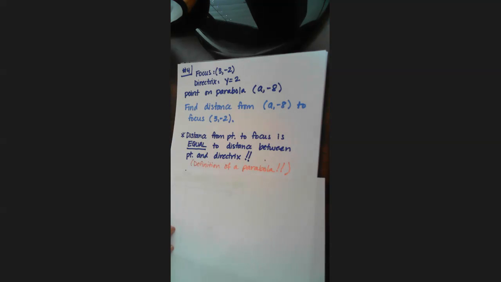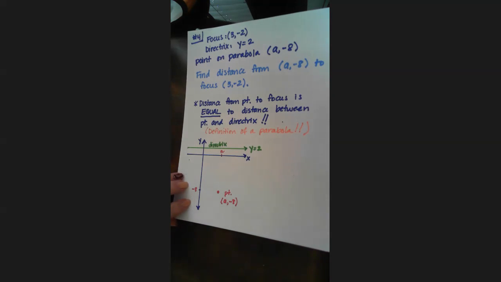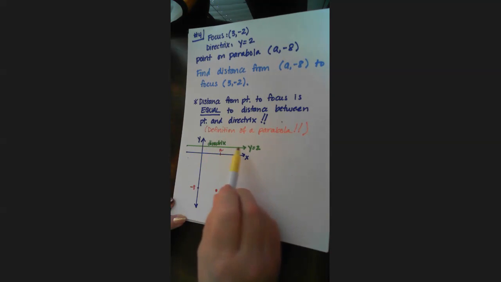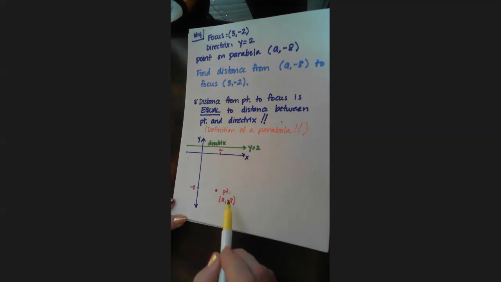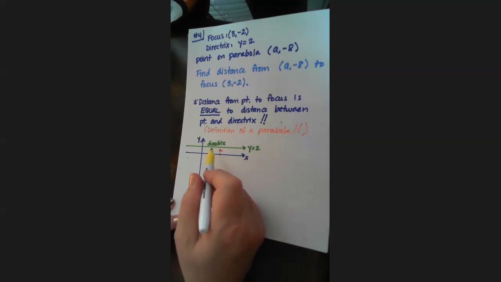So let's take a look at what we're talking about in this problem. I have here a graph, sort of. I don't have a parabola drawn in here because there are some things I don't know. We do know that we have this directrix, which is this horizontal line, y equals 2. We have this point here, (a, -8). We also know that there happens to be a focus at (3, -2).